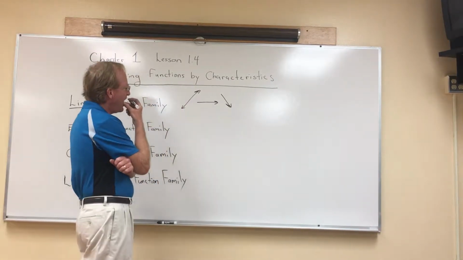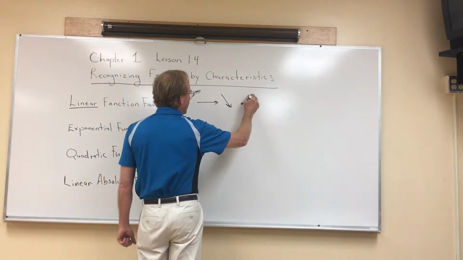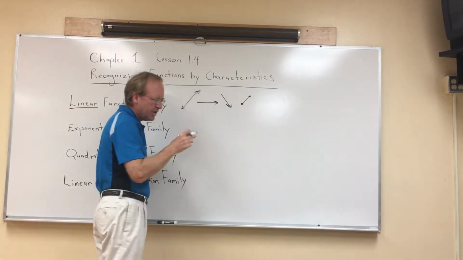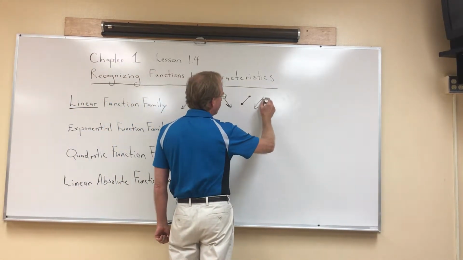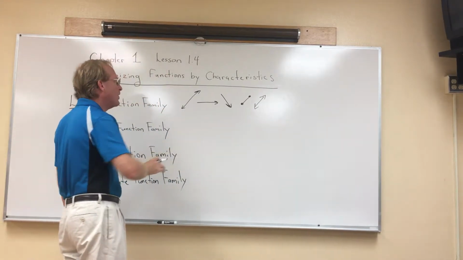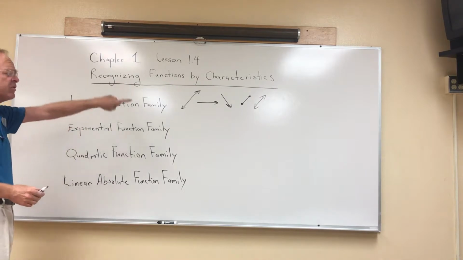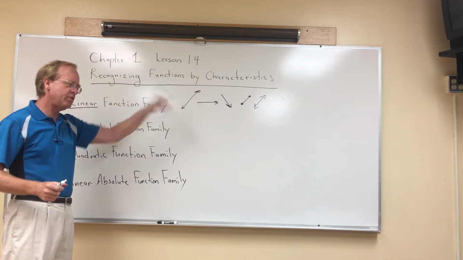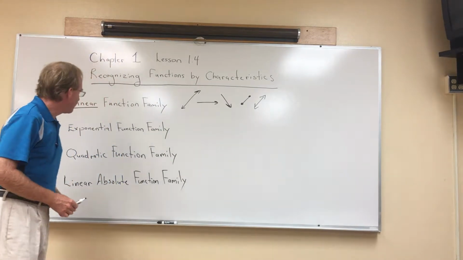Now, most of the time for real world problems, you have a starting point and an ending point, but theoretically, it could go on forever. It could go both ways. It could go down if you kept putting negative numbers in it, or it could keep going up if you kept putting positive numbers in it. So the key thing to recognize a linear function family, if you see a graph and it's a straight line, you got yourself a linear function.